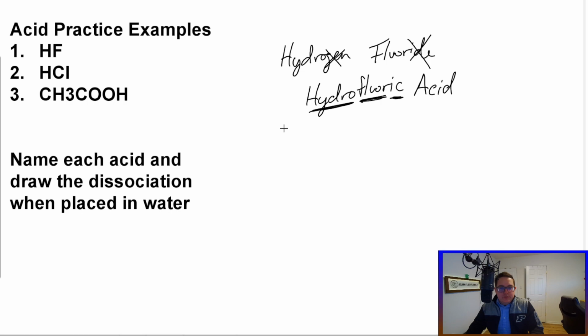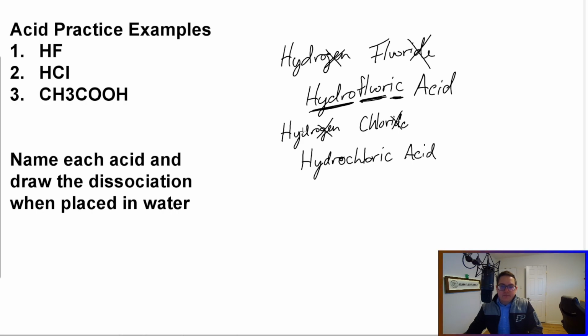HCl is going to get the same treatment. We give it hydrogen, we give it chlorine, or chloride. We chop off our endings, and this just becomes hydrochloric acid. Not too bad. There's our H for the hydro, chlor for the chlorine, ic to make it an acid, and there you go.